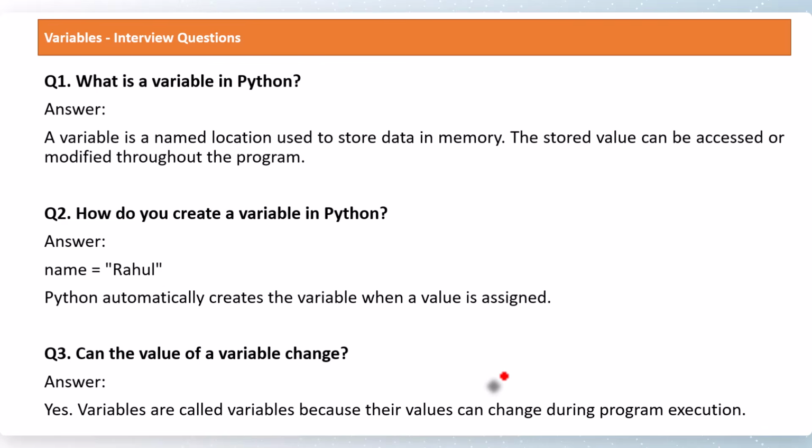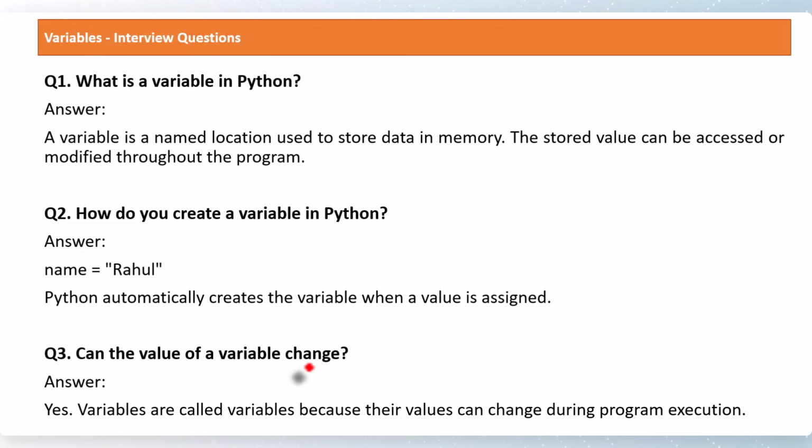Coming to some of the important interview questions on this topic. What is a variable? A variable is a named memory location which is used to store data in memory. The stored value can be accessed or modified throughout the program. How do you create a variable in Python? For example, name equal to Rahul. Python automatically creates the variable when the value is assigned to this particular name.